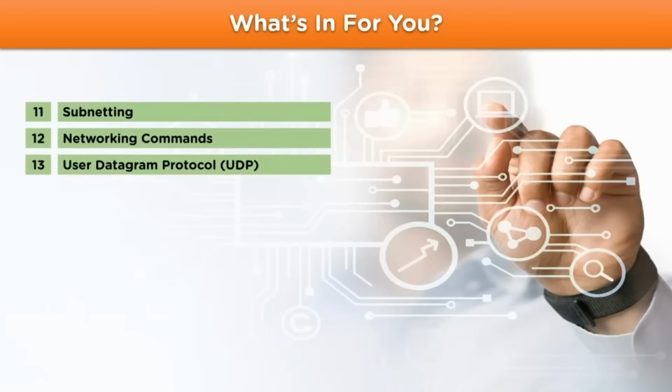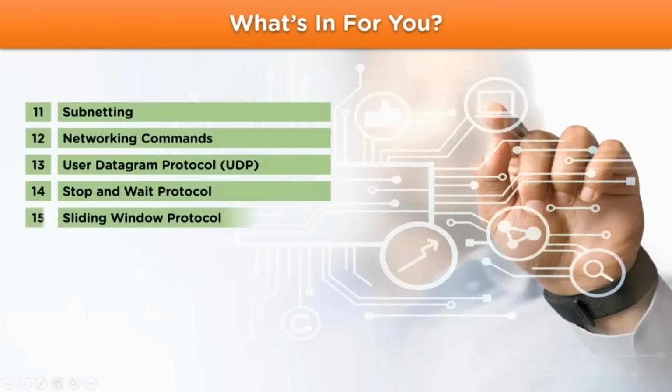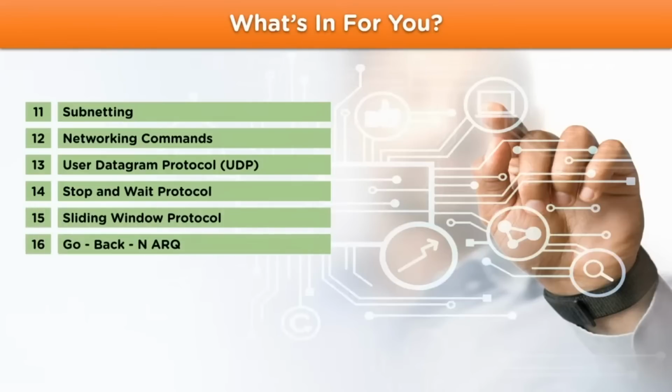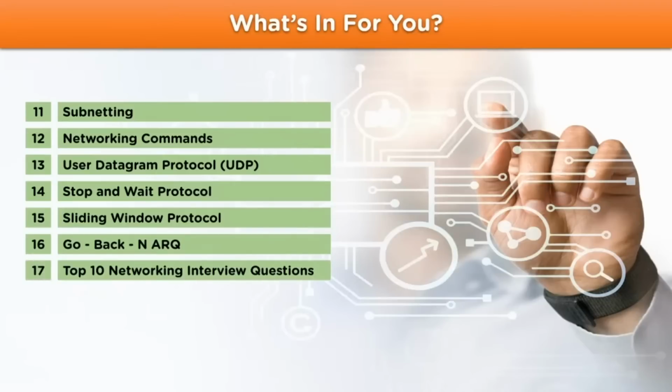Next, we will look into the user datagram protocol, also known as UDP. Moving on with stop and wait protocol, which forms the basis of transfer of information and data in a network channel. Using the application of stop and wait protocol, we have sliding window protocol and go back N protocol. As for the last heading for this full course, we have top 10 networking interview questions, which will prepare you for any networking related interview. Let's move on to the first heading.